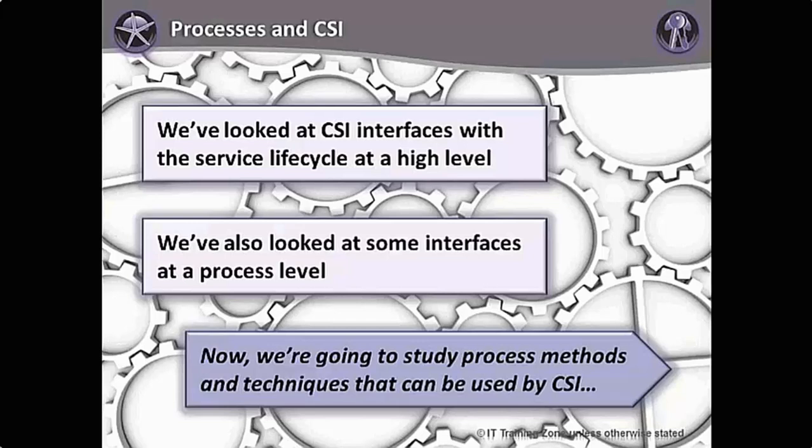We have previously looked at interfaces between continual service improvement and the service lifecycle at a high level. We have also looked at interfaces at the process level, including looking at key processes such as service level management. Now we're going to look at what methods and techniques from other processes can be used by continual service improvement.